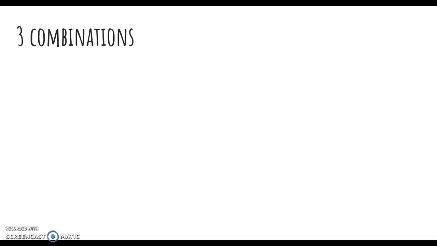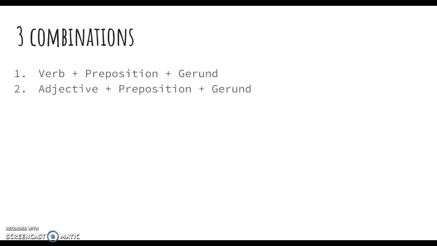There are actually three combinations we're going to talk about in regards to this topic. The first one is verb preposition gerund, adjective preposition gerund, and noun preposition gerund. So these are three common preposition gerund combinations.